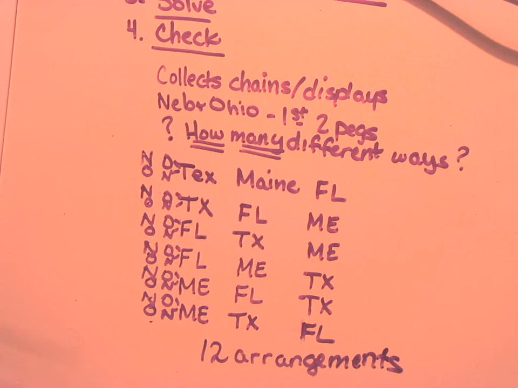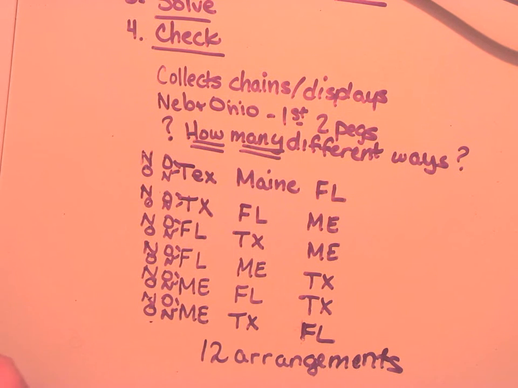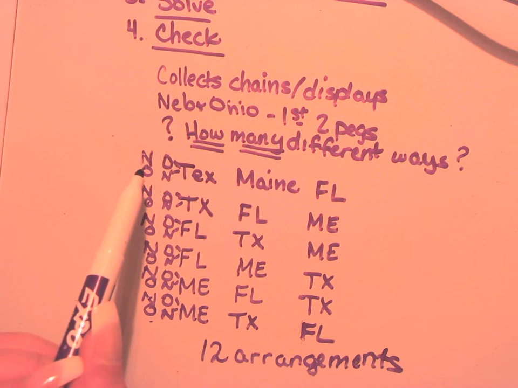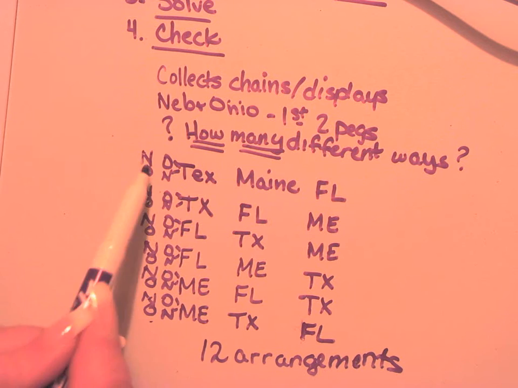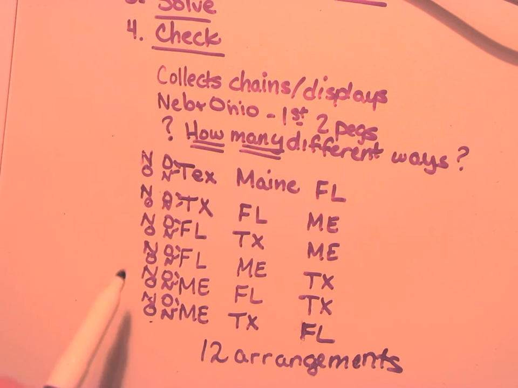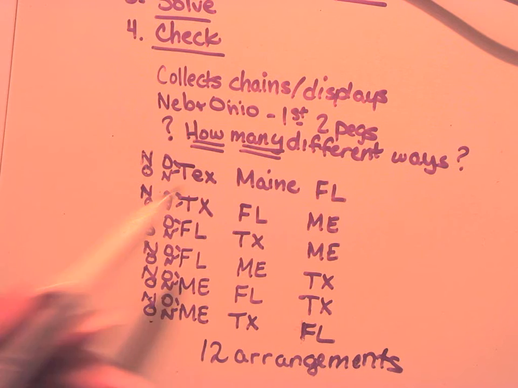We have 12 arrangements. Now we go back and check. All right, so they said Nebraska and Ohio have to be on the first 2 pegs. It did not say that Nebraska always has to be first. It did not say Ohio always has to be first, but they're always in the first 2 positions. So that's why we can flip-flop them and make Nebraska first, then Ohio first. And it comes out that we can make 12 different ways of putting that together.